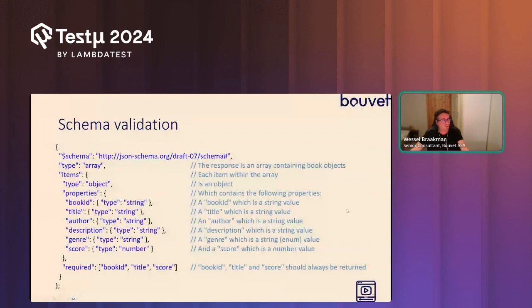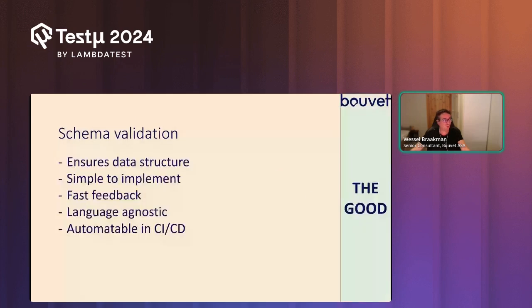Back to the presentation. So we just saw an example about schema validation and how we can really quickly see a breaking change. So the pros: it ensures data structure. We just saw, we check the types that come back, we check if all the required items come back, etc. It's really simple to implement. All you have to do is either create a schema or get one through, for example, Swagger or OpenAPI.